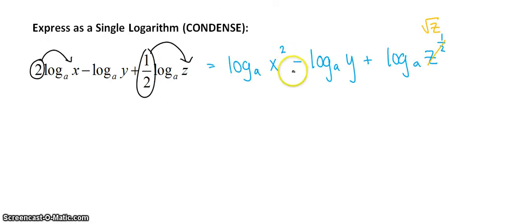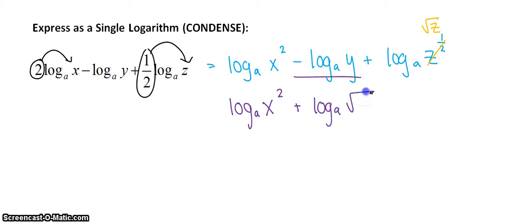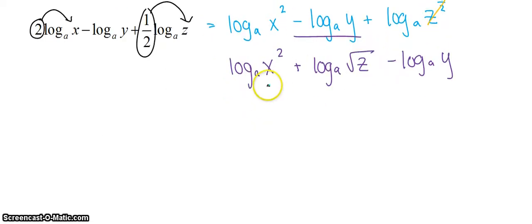Okay, now anywhere you see subtraction, that means divide by. Anywhere you see addition, that means multiply. And you can even reorder this if you want. So this is the only thing that's going to be divided, because that's the only thing that's being subtracted. So I could even write this as log a of x squared plus log a of the square root of z minus log a of y. And the reason I reordered it is just because that's the only thing that's being subtracted, so that's the only thing that should be in the denominator or divided by.